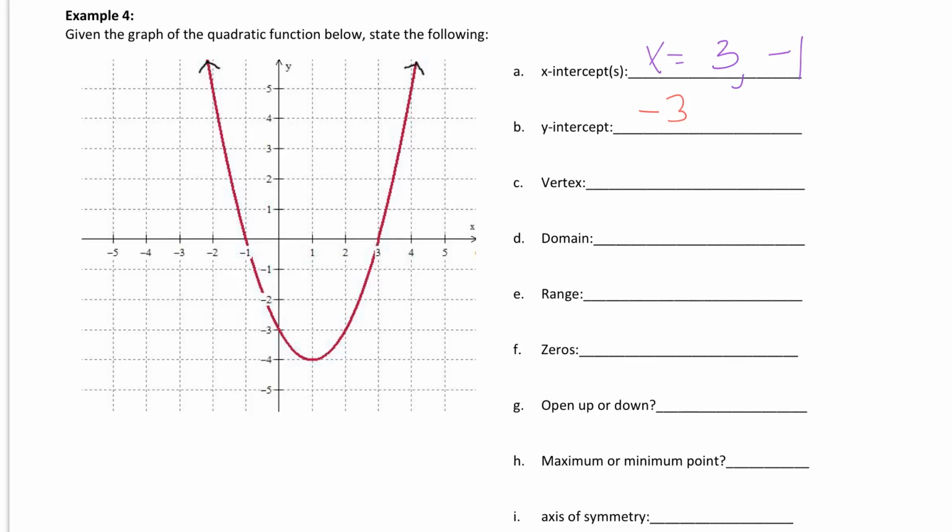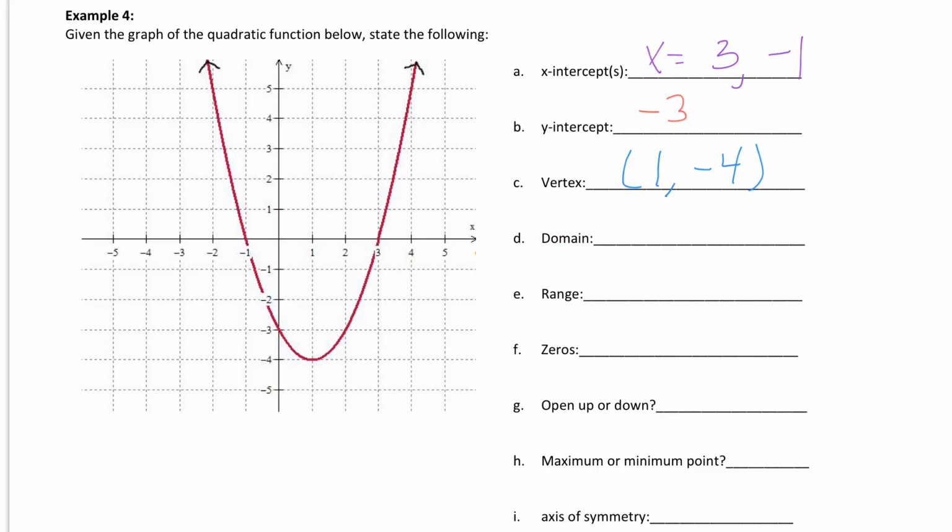The next thing I need to find is the vertex. Remember, the vertex is either the highest point or the lowest point of your graph. So my vertex is going to be right here. Since it's opening up, it's the lowest part of my graph. And it's this point right here, which is the point 1, -4. So I can say my vertex is 1, -4.